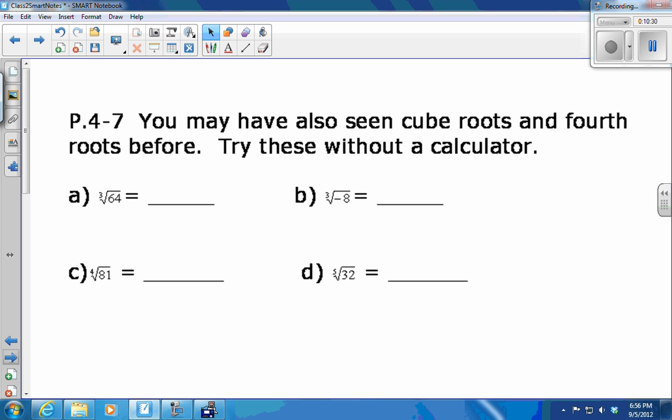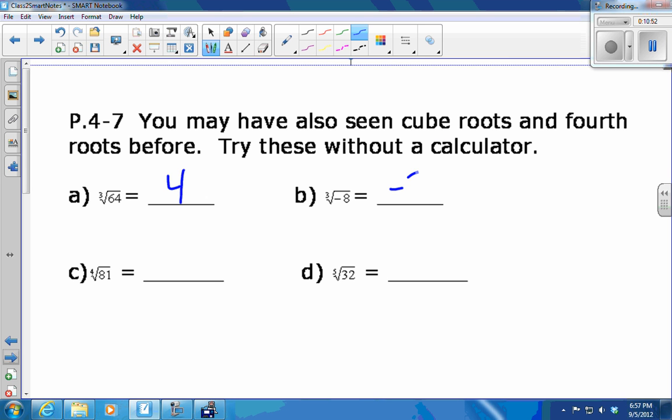Okay, so you can also do cube roots and fourth roots and fifth roots and sixth roots. With cube roots, we're looking for a number that when you cube it, you get 64. Anything come to mind? 4. Good. How about a number that when you cube it, you get -8? -2. Yep, -2 times -2 times -2 gives you -8.